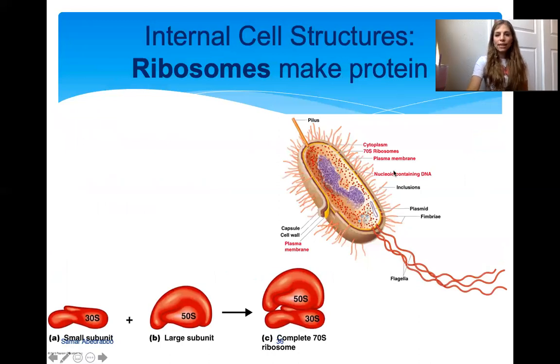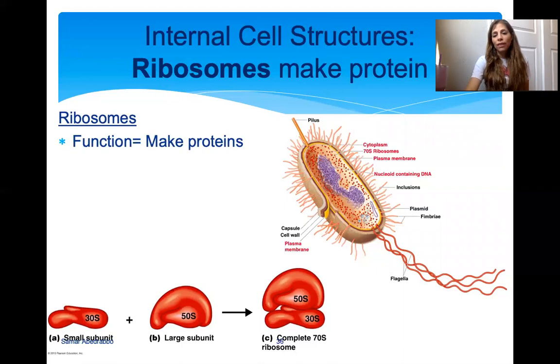Another internal cell structure that we see in prokaryotes are ribosomes. Ribosomes, their function is to make protein. So I want everyone to know throughout the whole semester, if I ask anyone what the function of a ribosome is, it is to make proteins. We see ribosomes in all types of cells, prokaryotes and eukaryotes.